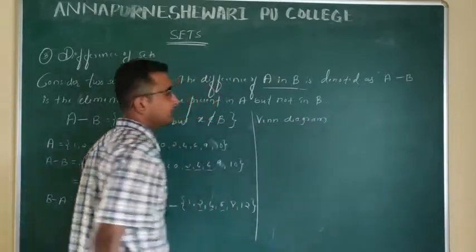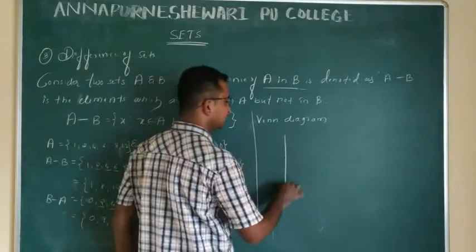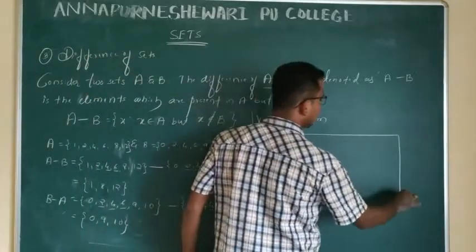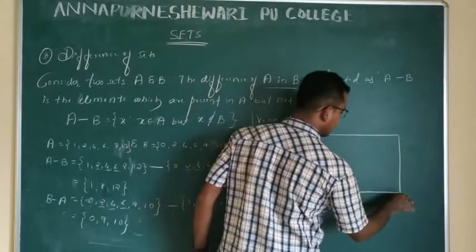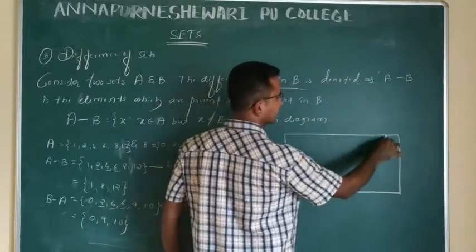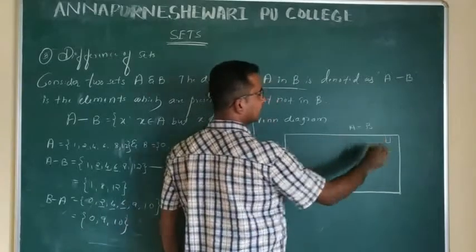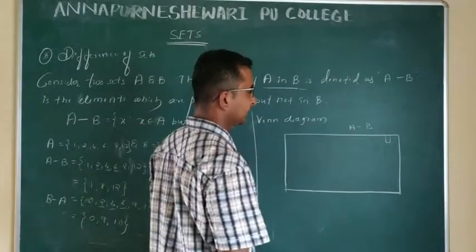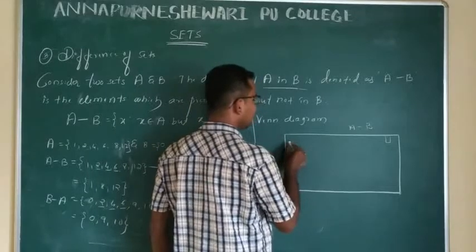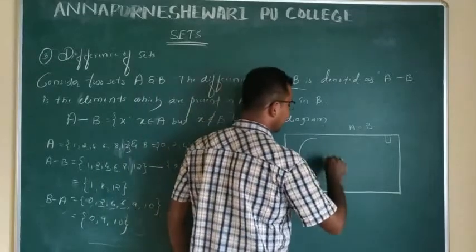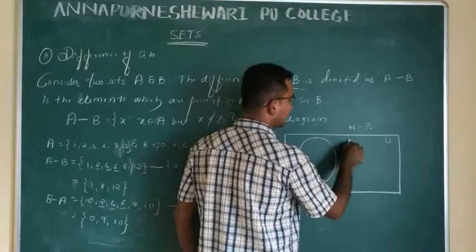Venn diagram of A minus B. Here, how many sets do we have? That is two sets, A and B. So always make the universal set U, and the A minus B Venn diagram has the two sets A as well as B.